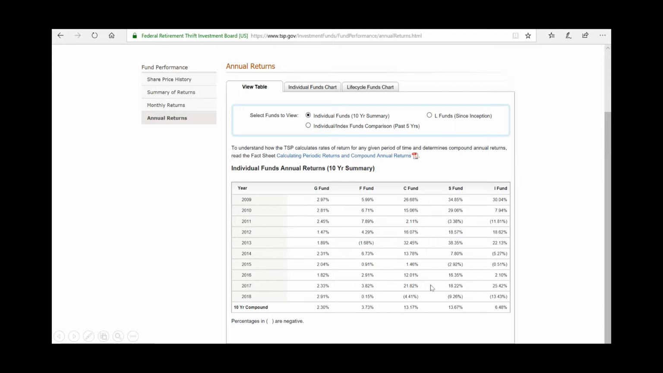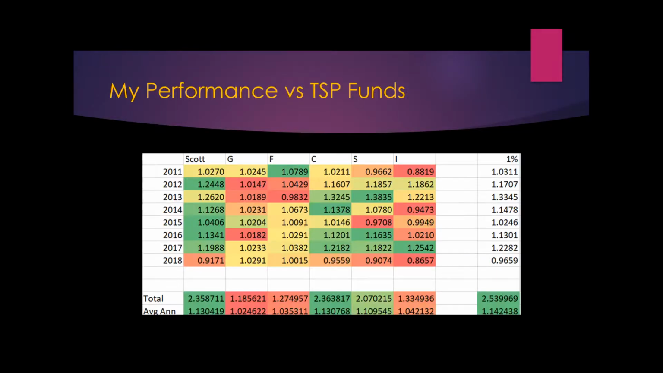Okay, so I'd have to actually run numbers on that to see what, say, if you had a $100,000 balance, what it would actually come out to at the end of that time frame. But you would more than double your money, basically. Actually, you might even triple it. Okay, so comparing though, here's my performance each year.